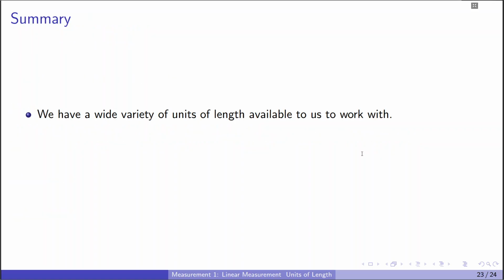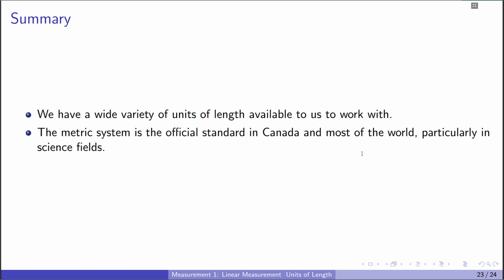In summary, we have a wide variety of units of length available for us to work with. The metric system is the official standard in Canada and most of the world, particularly in science fields.